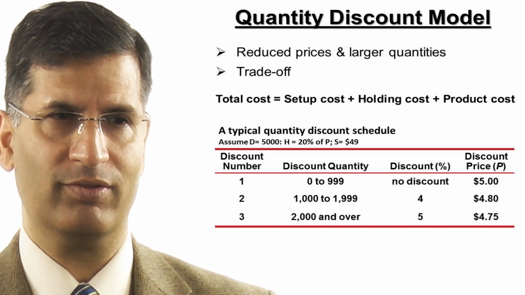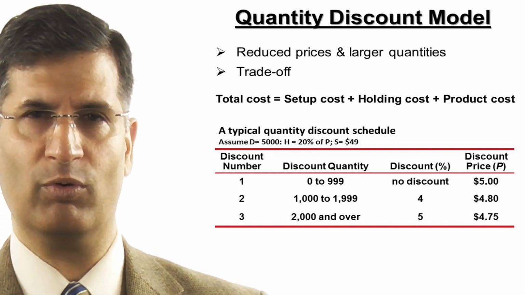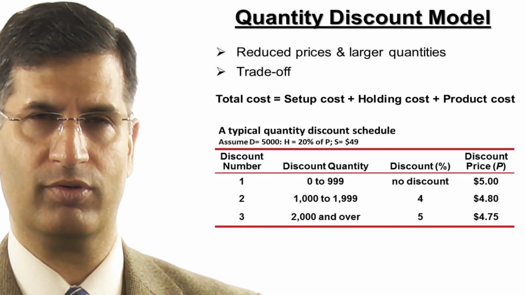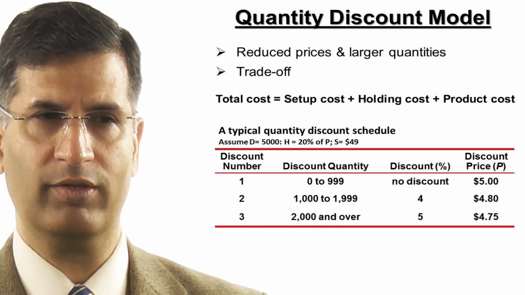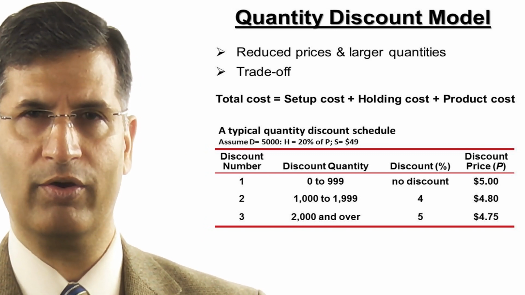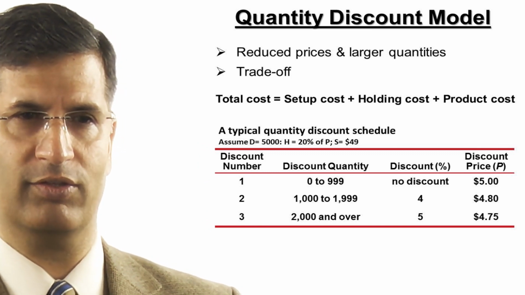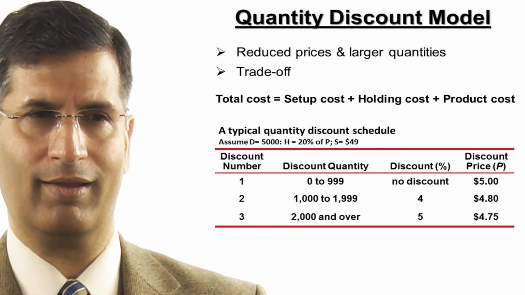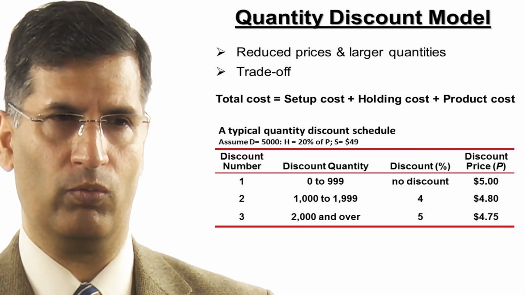Let's assume that you're buying an item for which the annual demand is $5,000. Holding cost is expressed as 20% of your purchase price, and your ordering cost is $49 in this example. And the price breaks are given in the table below.